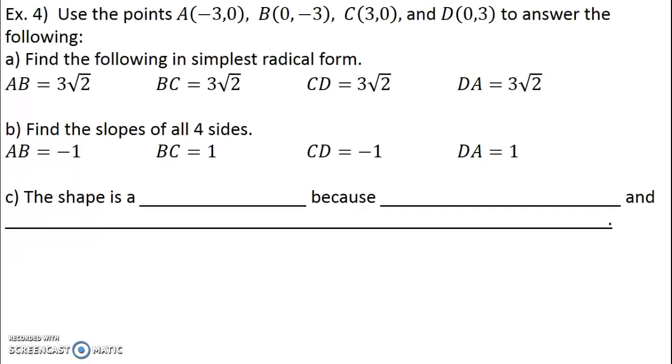This shape, which I'm assuming you probably guessed, is a square. However, you have to have proof of that. The proof is not just that all your sides are congruent. That is a true statement. But that is also true for a rhombus. You need to have right angles, and the only way we prove right angles is with opposite reciprocal slopes.